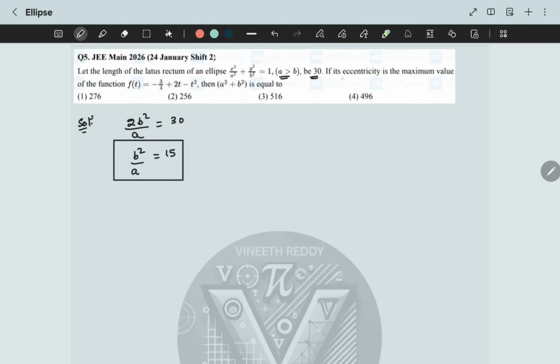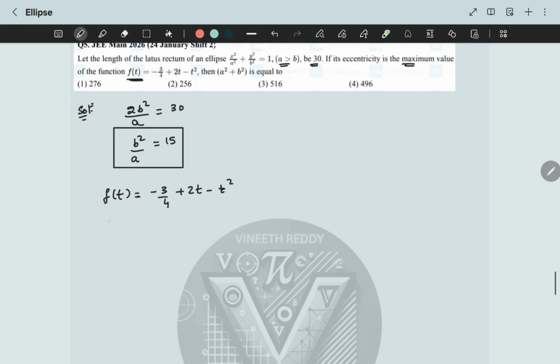This is given. And the eccentricity is the maximum value of the function f of t, which is a quadratic. It is a downward facing parabola, so we can find the maximum value at the vertex, or we can make use of derivatives.